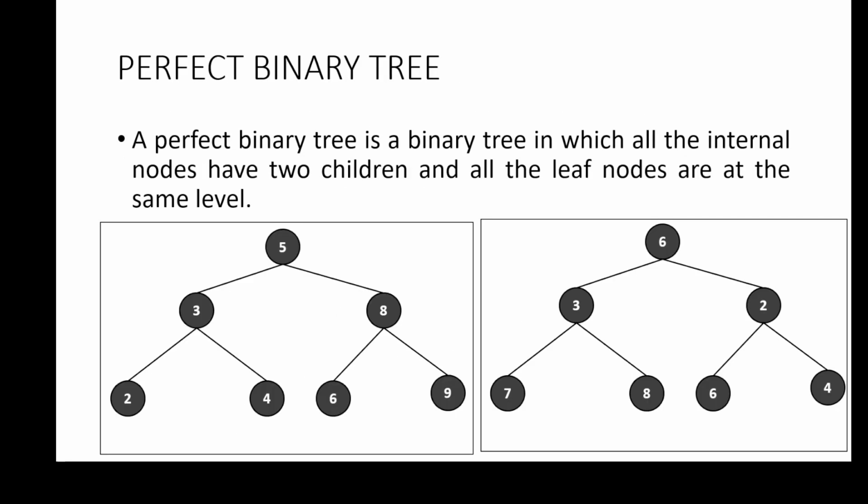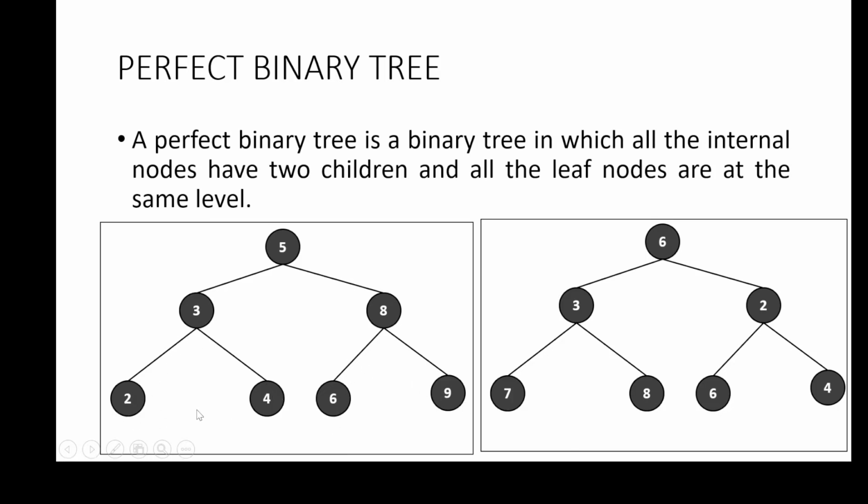Next one is a perfect binary tree. A perfect binary tree is a binary tree in which all the internal nodes have two children and all the leaf nodes are at the same level. Now, if you look into this example, you can see that all the internal nodes, that is node 5 has two children, 3 and 8, 3 has two children, 2 and 4, 8 has two children, 6 and 9.